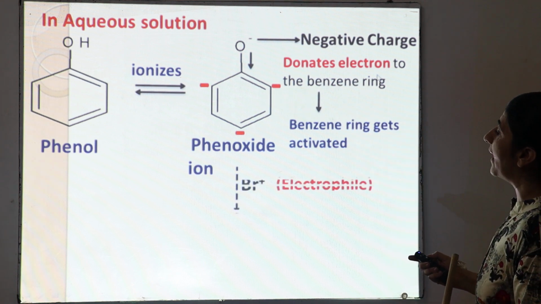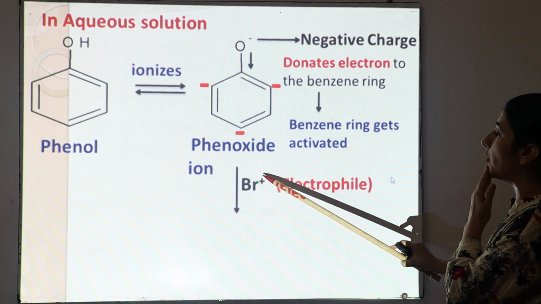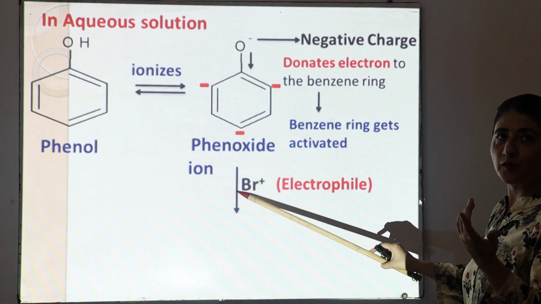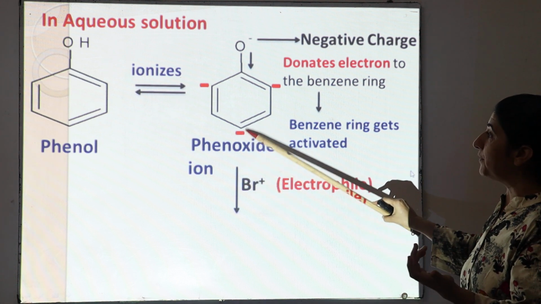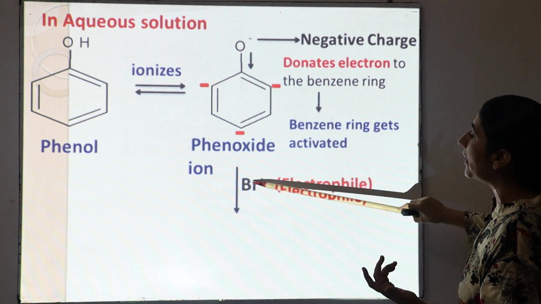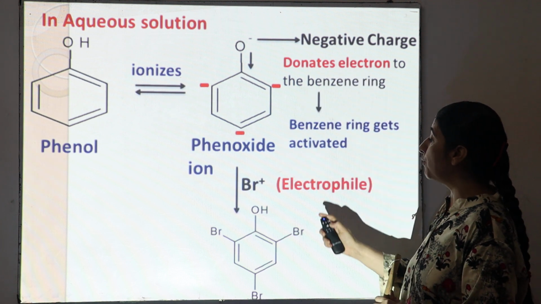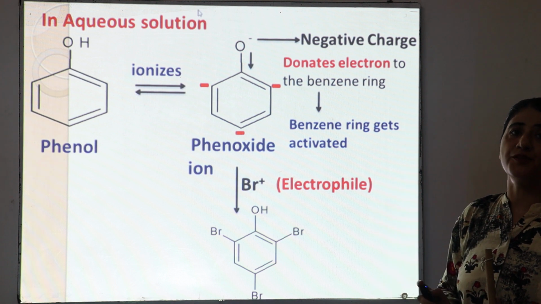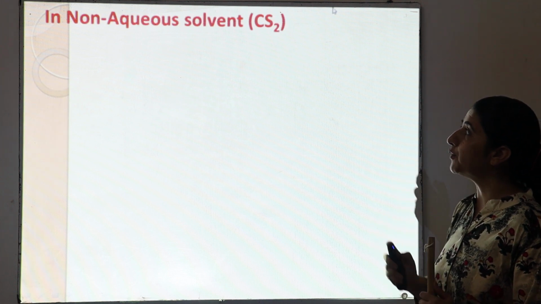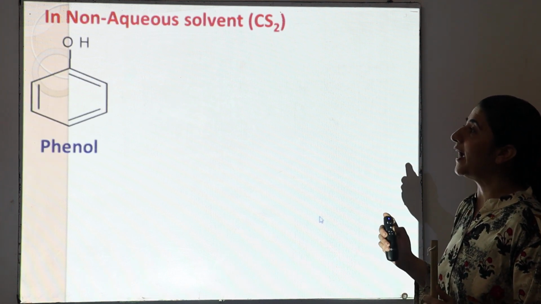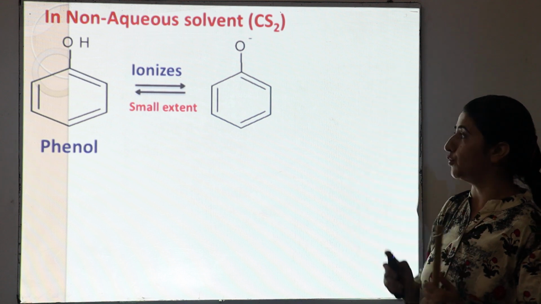So when the electrophile, that is Br positive in the bromination of phenol, is electron deficient, it has a high tendency to attack an electron-rich center. The electron-rich centers are ortho and para. So the electrophile easily attacks these positions, ortho and para, and we get a tri-substituted product. Whereas in the case of a non-aqueous solvent, meaning CS2, phenol ionizes to phenoxide to a lesser extent as compared to the aqueous solution.